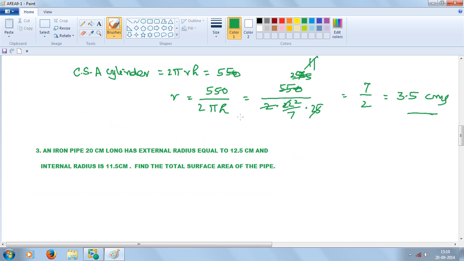If you have difficulty in cancelling this 25, you divide both sides by 5 and then again by 5. That is much easier. You can do the same problem this way. 550 divided by 2 multiplied by 22 by 7, 25. First, if you divide by 5, it is 110. If you divide by 5, it is 5. Again 5, if you divide, it's 22. This 22, you can cancel. This 2 by 7, this 2 will go up. Multiply and divide, 7 by 2 is equal to 3.5 centimeters.